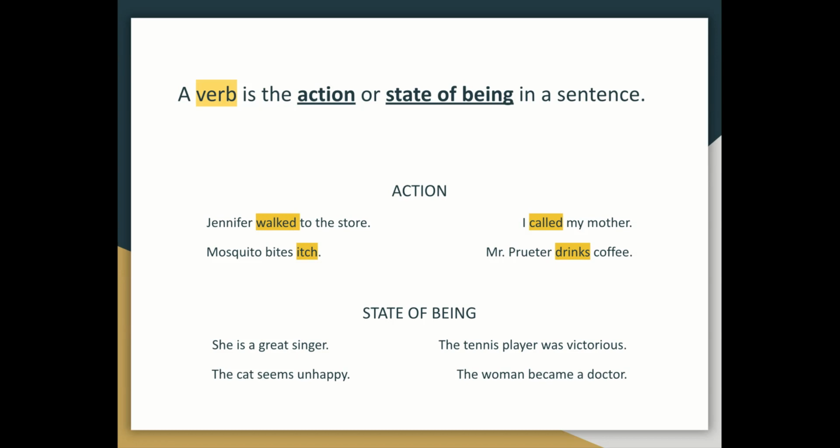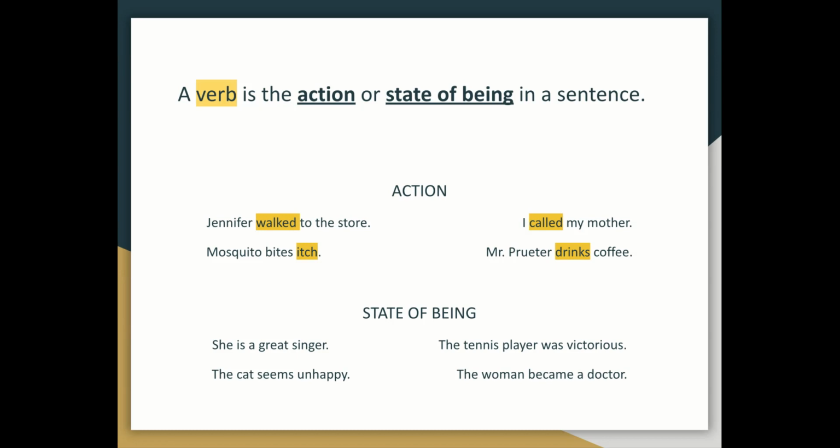Verb, it's what you do when we talk about an action. Mosquito bites itch, like you can itch, like that's something you do. And drink, you can drink coffee. Or in this case, Mr. Pruder drinks coffee. It's what you do. How about those state of being verbs? So these aren't actions, they're not things that you can see, but it's something that you are or the person is. So let's take a look. State of being. What are those verbs?